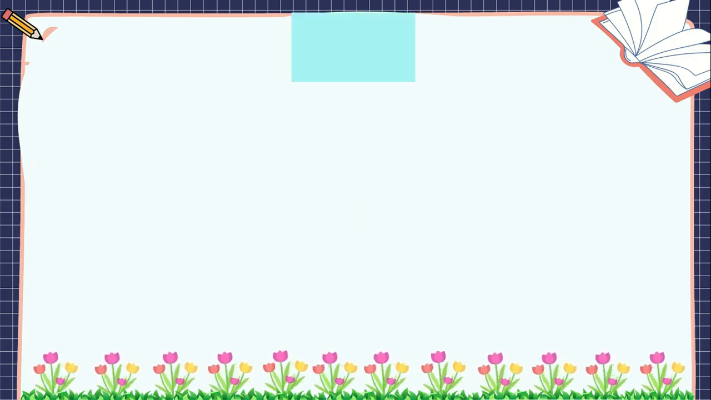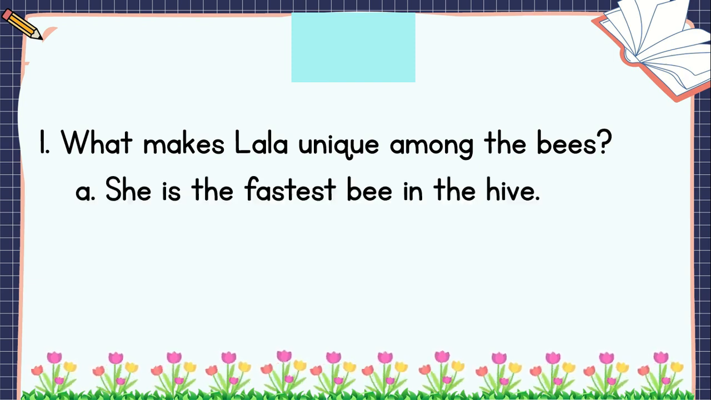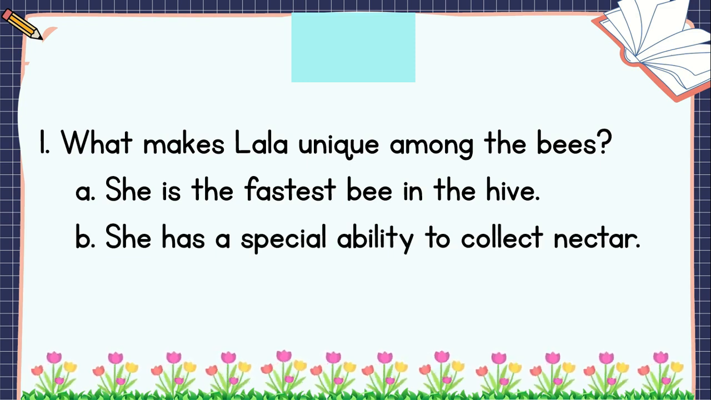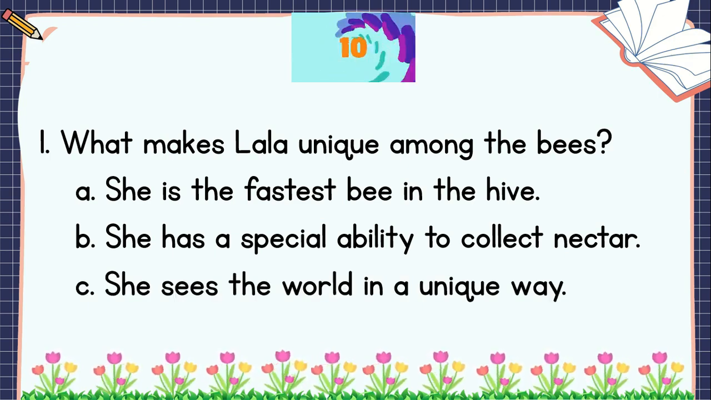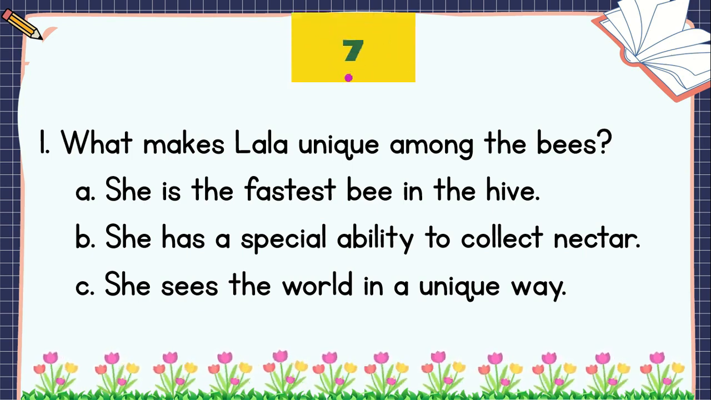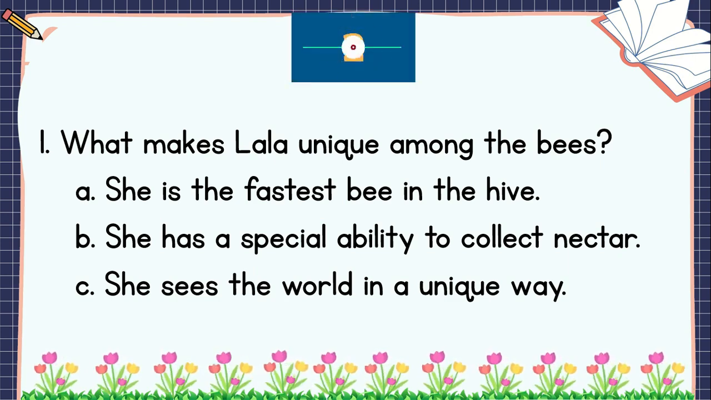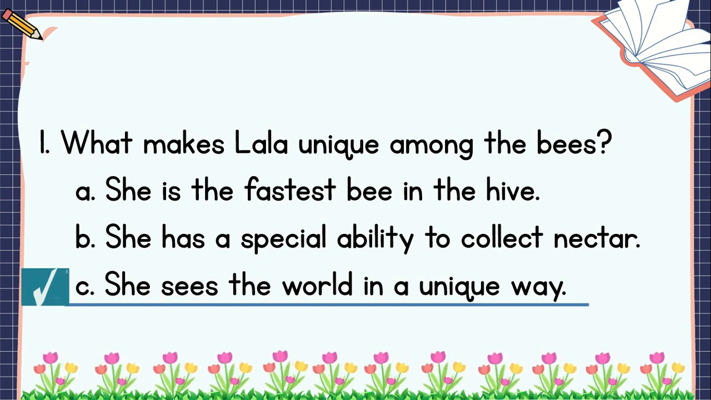Good job! This time, let's answer the questions from the story. Number 1. What makes Lala unique among the bees? A. She is the fastest bee in the hive. B. She has a special ability to collect nectar. C. She sees the world in a unique way. You're right. The correct answer is letter C. She sees the world in a unique way.